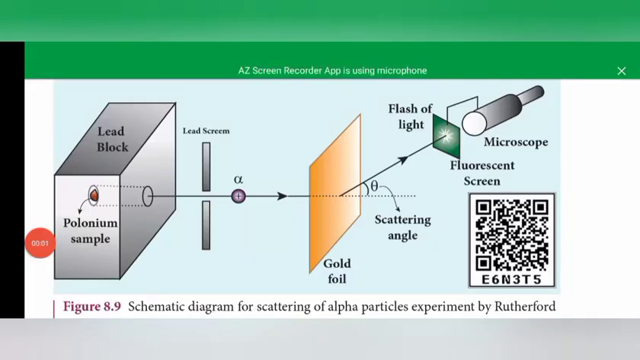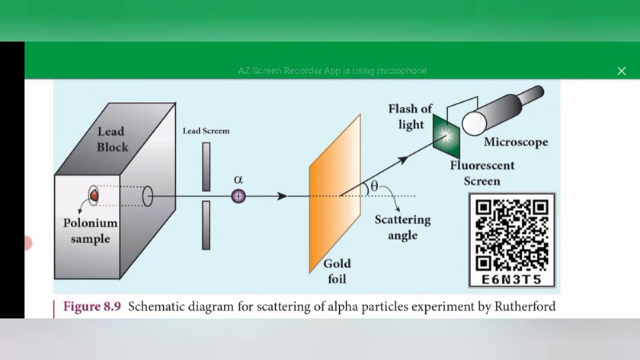The next topic is the Rutherford atom model. In this atom model there are two topics, Rutherford atom model and also Bohr's atom model. The first one is the Rutherford atom model, also called the scattering of alpha particles. This diagram shows the explanation of the scattering of alpha particles as explained by Rutherford. Here the lead box is present.